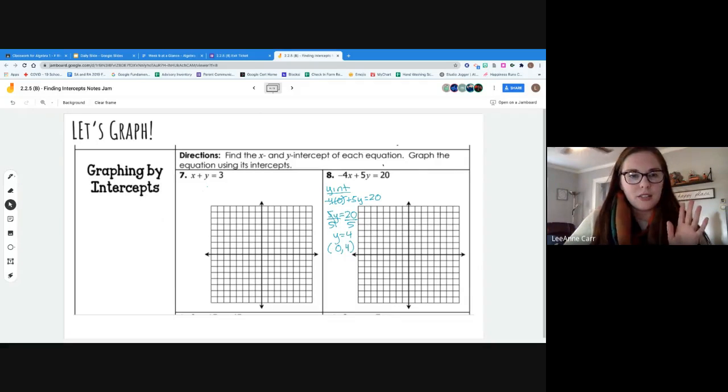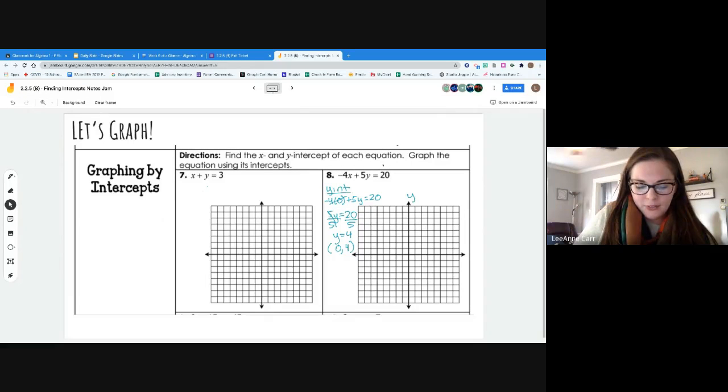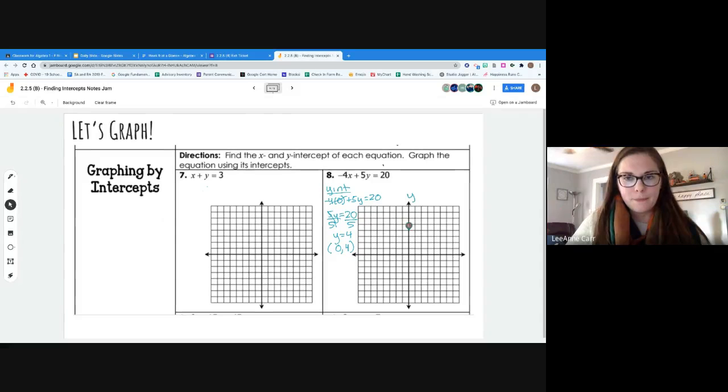Now, let's think about what this would look like on a graph. We just found the y-intercept. By definition, the y-intercept is where the line is going to cross the y-axis. So here's our y-axis, straight up and down, the vertical one. Since we know it's supposed to cross at 4, we can now put a dot at 4. And then we can't just graph a line based on one dot. You need at least 2. So if we need 2, let's solve for the other intercept.